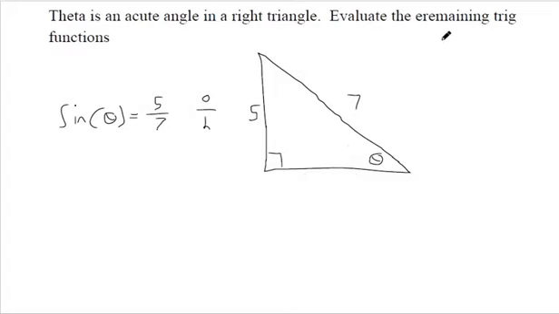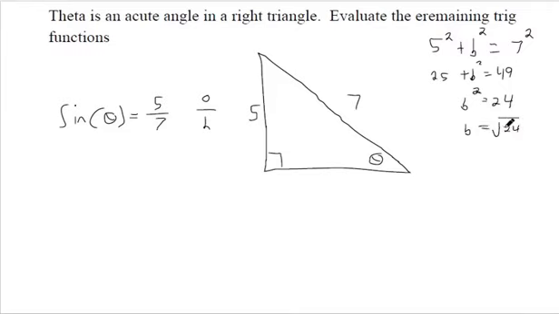A squared plus that unknown side, we'll call it b, squared equals c squared. Doesn't matter which one's a and b, by the way. So subtract 25 from both sides. So b squared equals 24. So b is going to be the square root of 24.